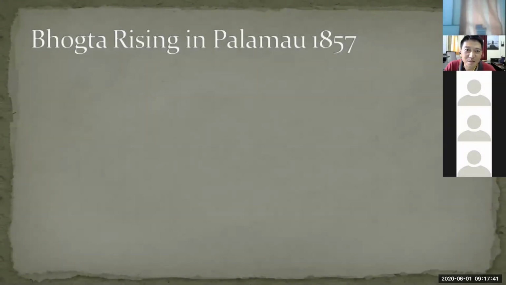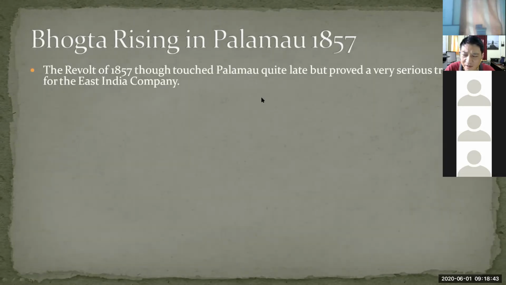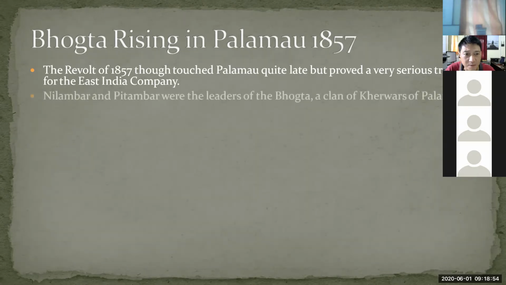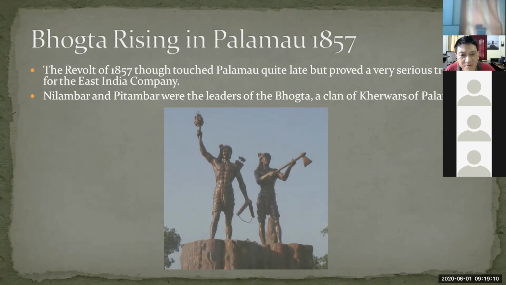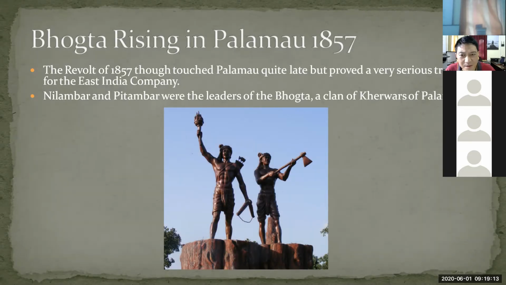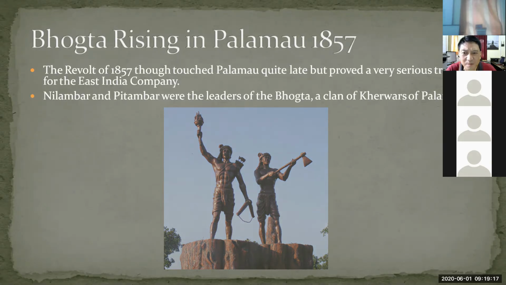Okay, next we'll look at the Bhokta Rising in Palamau. This is also part of Jharkhand. This is happening in 1857. The revolt of 1857 is carrying on in other places, and somehow this one is minimized, but still it created a lot of trouble for the East India Company. Remember, the East India Company was more or less ruling or controlling India up to 1857, 1858 rather. The leaders were Nilambar and Pitambar. Now, the Bhokta is also a clan of that area of Palamau.